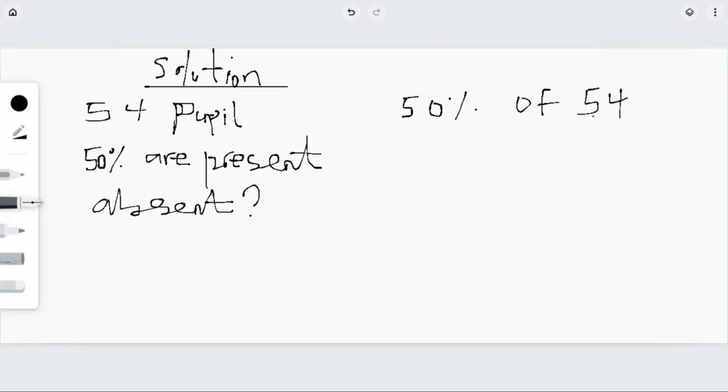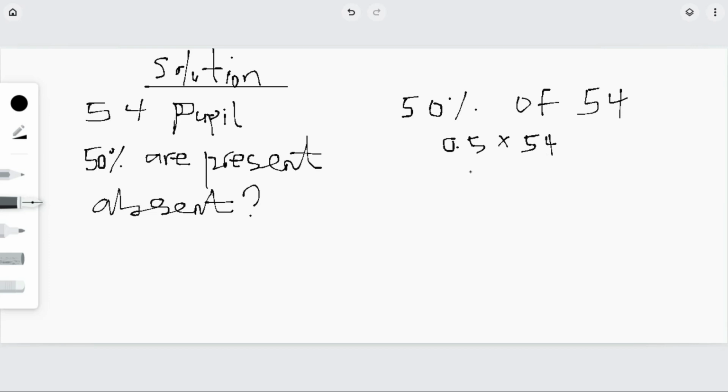Now let me quickly explain this to you again. We have 54 pupils that are in the class. You understand? So 50% of them are present, and we don't know the number of the pupils that are absent. So we first calculate the percentage of the pupils that are present, and we get 27. So remember what I explained to you earlier on this.